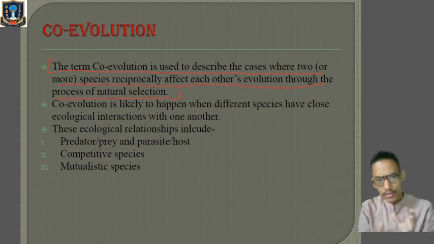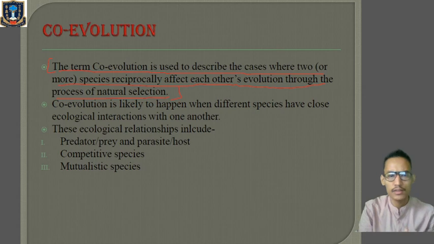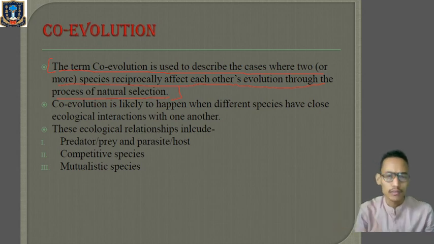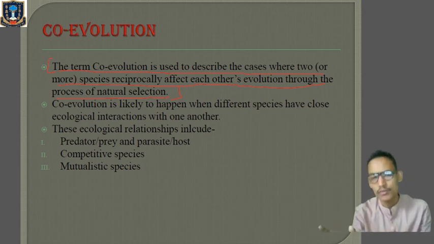So over here reciprocal means, let's say, in favor. One species will favor the evolution of another species, and in turn that species will favor the evolution of the first. So that's why I'm saying that where one species influences the evolution of another species, that is called co-evolution.